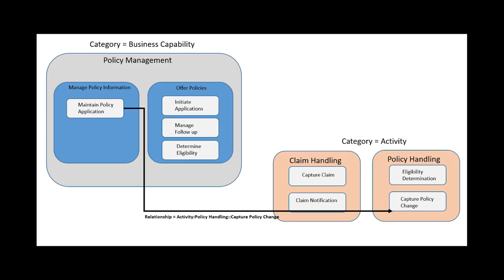To construct the template, let's assume we are loading hierarchical data for business capability and activity, and the relationship between the two. In this example, business capability policy management has two level 2 capabilities, and these level 2 capabilities have level 3 capabilities. Similarly, the category activity has two level 1 activities, and each activity has level 2 activities. The arrow shows a relationship from the capability maintain policy application to the activity capture policy change.